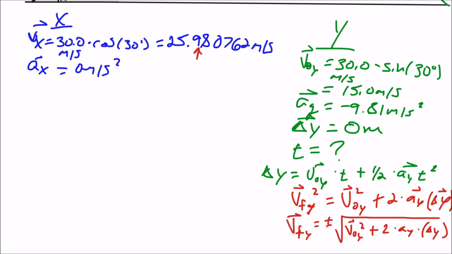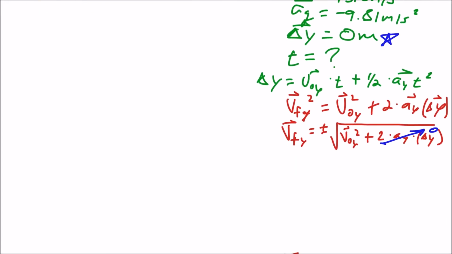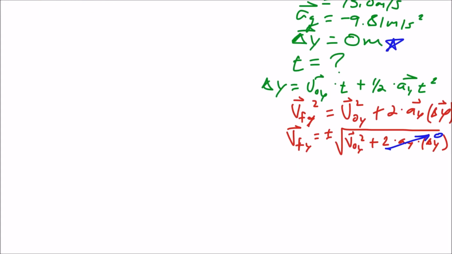Now, since delta y, we said, is 0, that means this whole piece right here goes away. That then means that the final velocity in the y-axis is equal to the square root of the initial velocity in the y-axis squared. Whenever you have a radical, you need to introduce plus or minus. So this means that the final velocity in the y-axis is equal to the initial velocity in the y-axis. And we need to pick, is it going to be plus or is it going to be minus?